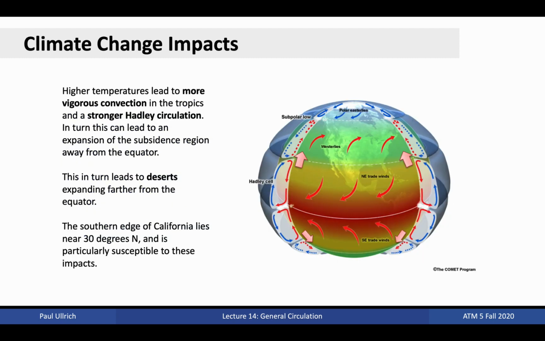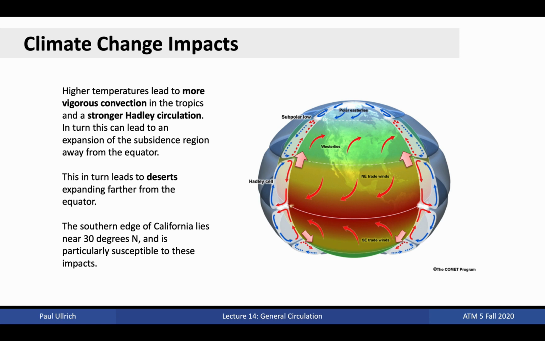So how do we anticipate the general circulation will be affected by climate change? Well, we know that higher temperatures will tend to lead to more vigorous convection, particularly along the ITCZ. This results in a stronger Hadley circulation, which can produce an expansion in the subsidence region, that is, the region where air sinks from aloft. If these regions expand, then we also anticipate that the deserts of the world will expand. This has important implications for many regions of the world, particularly southern Spain and the Sahel region of Africa.